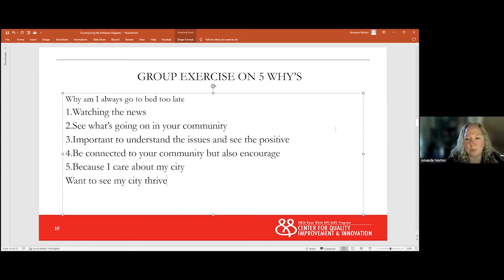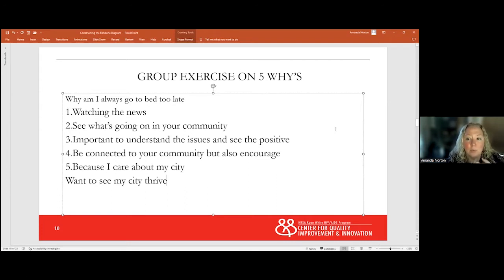So when you're going to bed too late, if you're thinking about what causes you to go to bed too late, it could be watching the news. It could be because you have an intensive facial skincare routine. Could be because you work out in the evenings and you spend too much time doing that. It could be because, like me, you have tiny people in your life and they don't seem to ever get tired.